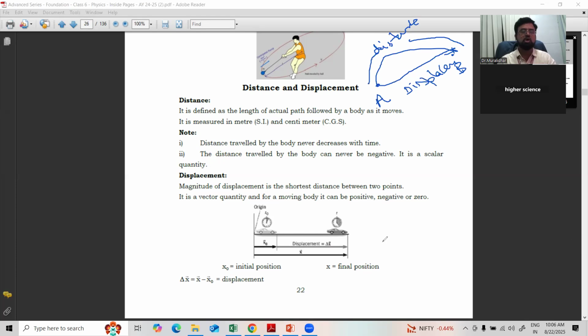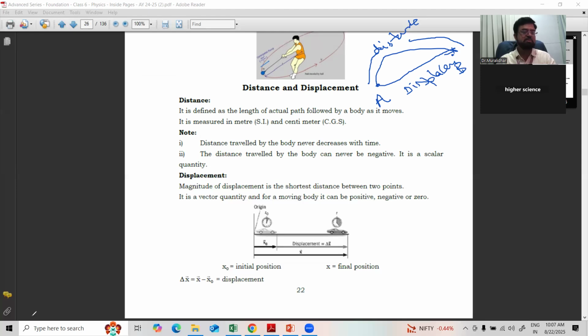Right? These are the two terms. Distance traveled can never be negative or zero. Distance cannot be negative because it does not have any direction. Distance does not have any direction. That's why it's a scalar quantity, right? Scalar quantity, no direction for that. As there is no direction, there won't be any negative also. Distance cannot be negative or even zero.